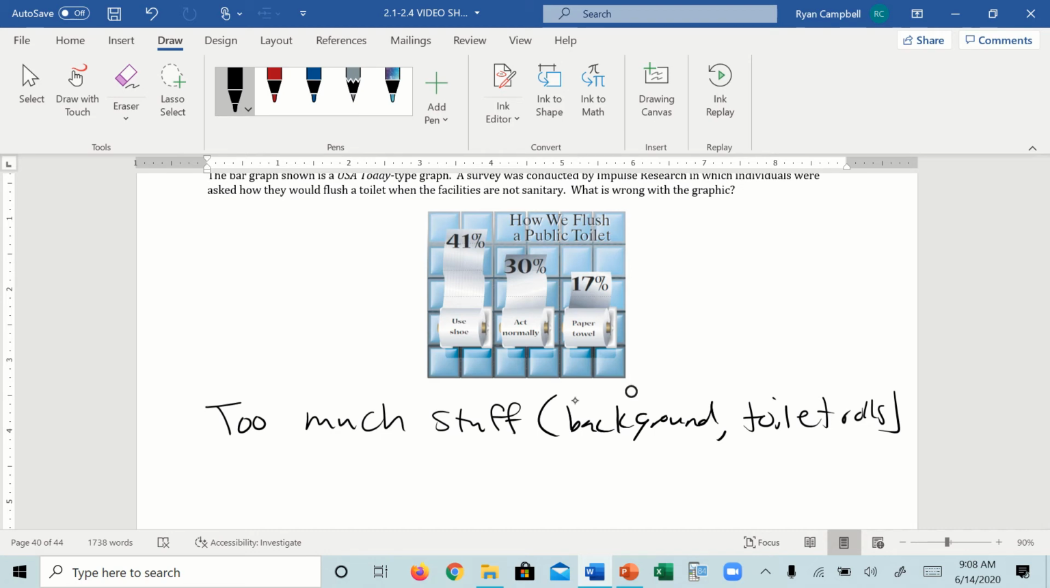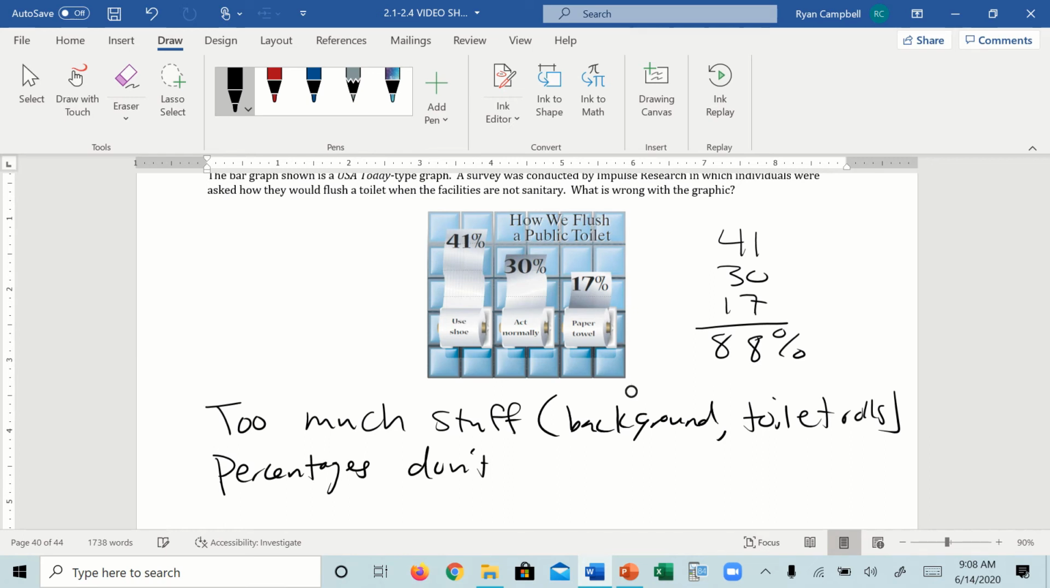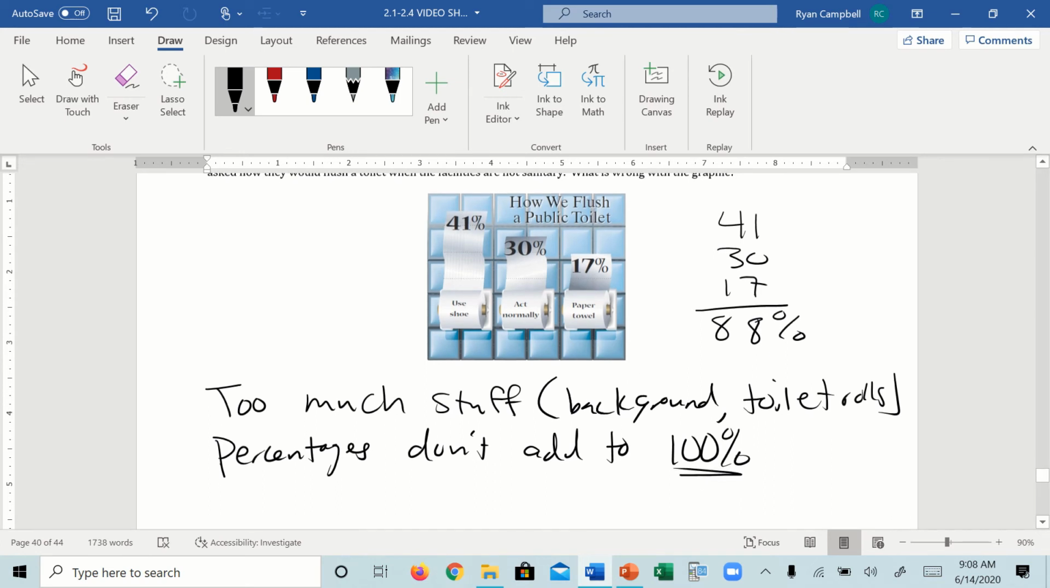We can also see that the numbers don't add up to 100%, right? Which might be bad, might be okay, right? We can actually see, well, what do they add up to? So, oh yeah, it's only 88%. So that's not great. Percentages don't add up to 100% either, right? So they missed some data. Yeah.